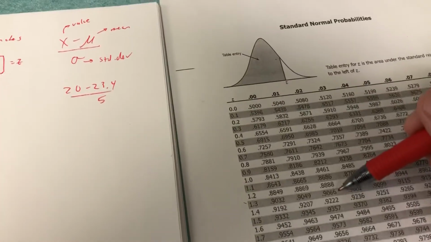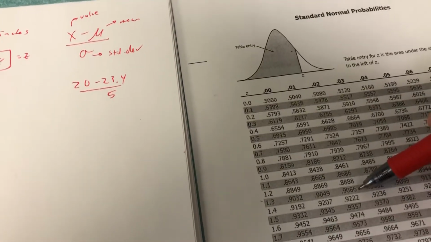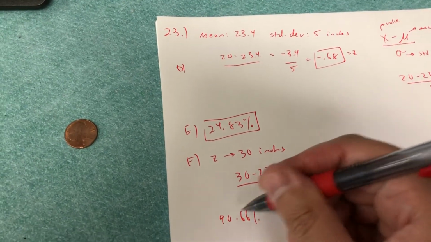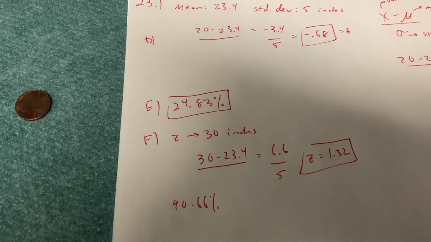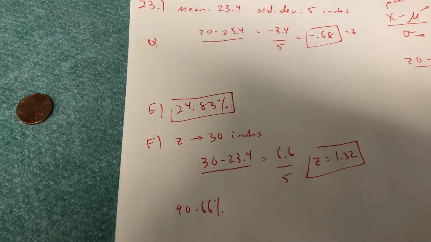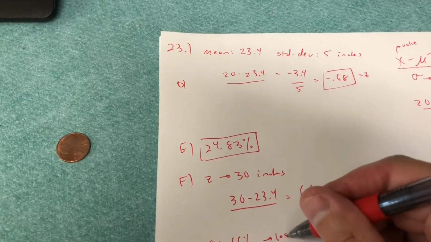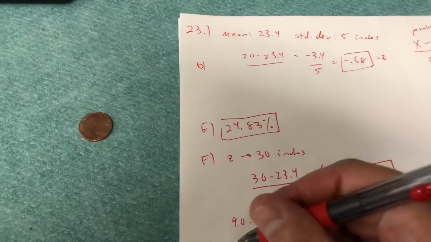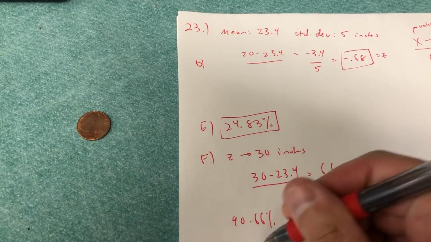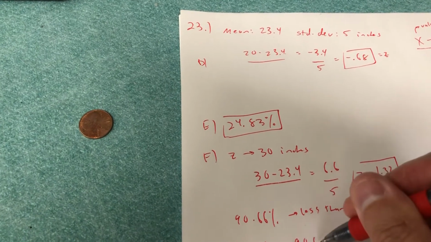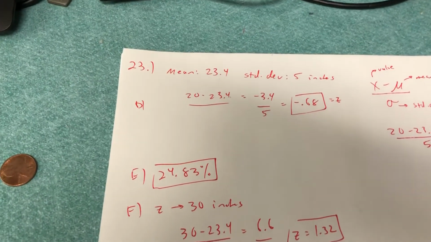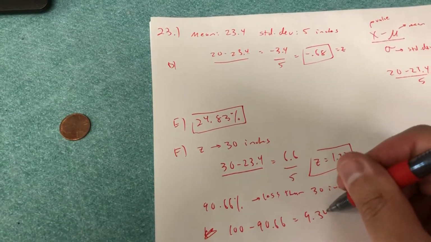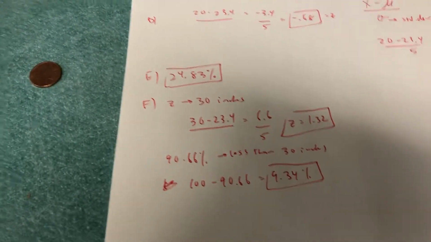1.32 looks like it's right here in the table. That is 90.66%. Now, be careful. That's the percent that would be less than 30. Okay, so if we want more than 30, we would take 100% minus that 90.66%. That would be about 9.34% of the time that you're going to get more than that amount of snow.